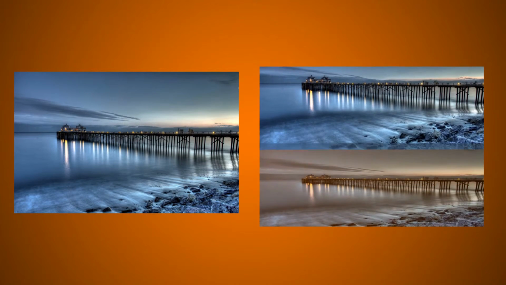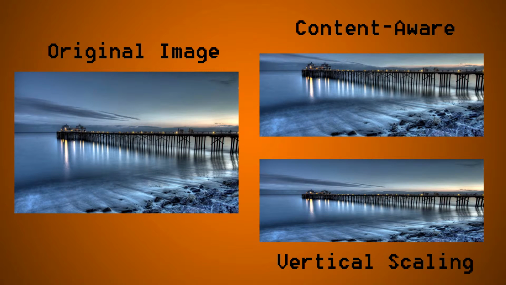Comparing this to a vertically constrained scaling operation reinforces this point, as the scaled image is visibly distorted, with the pier and surf being squished to fit the frame. So using content-aware resizing, we were able to fit an image into a smaller constrained area with better data retention and accuracy than our other two methods of cropping and scaling.